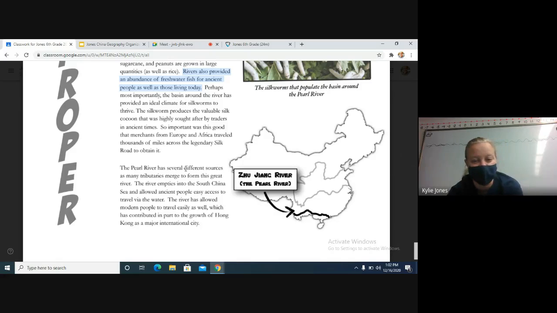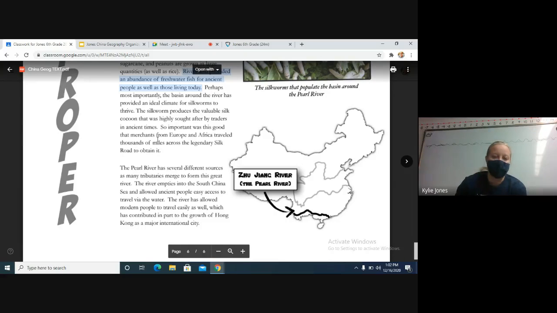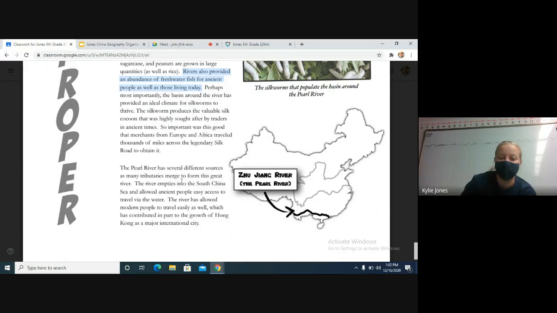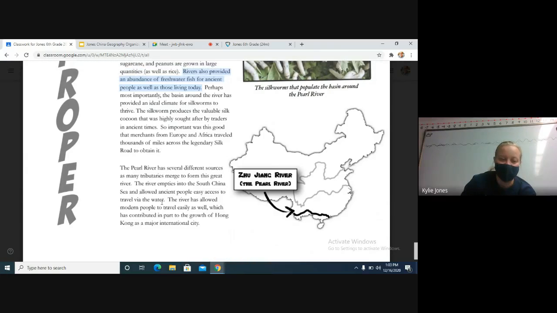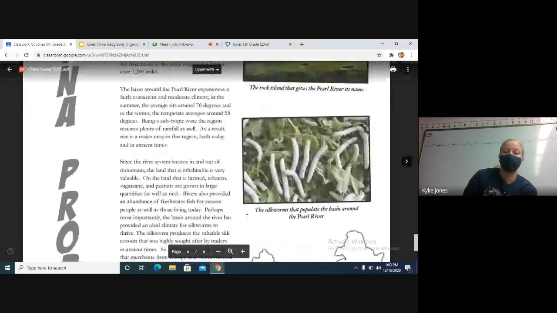The Pearl River has several different sources as many tributaries merge to form the Great River. The river empties into the South China Sea and allowed ancient people easy access to travel via the water. More about ancient people. The river has allowed modern people to travel easily as well, which has contributed in part to the growth of Hong Kong as a major international city. Okay, there's all of our information.